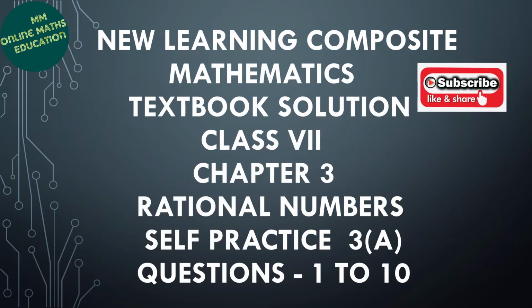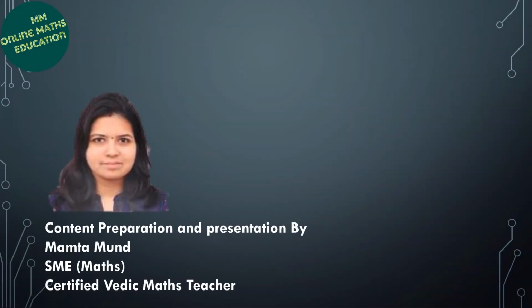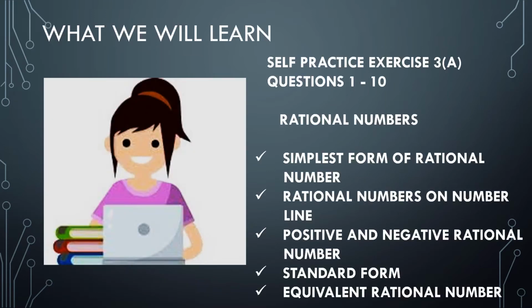Let's get started and solve some questions. What we learn today? Today we learn and solve self-practice exercise questions 3A, questions 1 to 10 of chapter Rational Numbers and topics are simplest form of rational numbers on number line, positive and negative rational numbers, standard form and equivalent rational numbers.